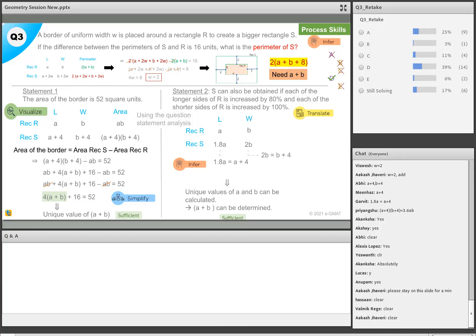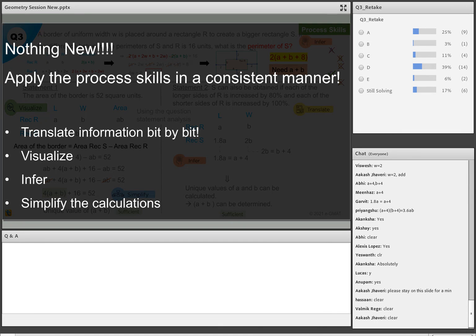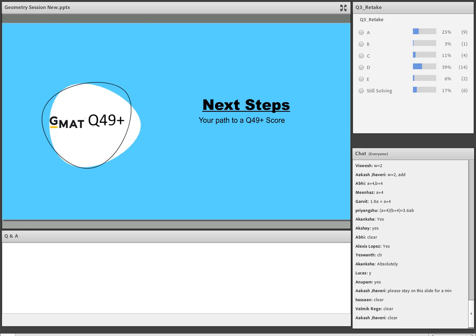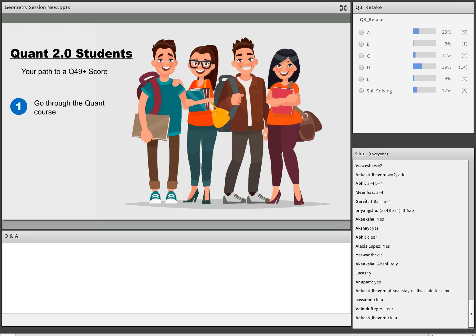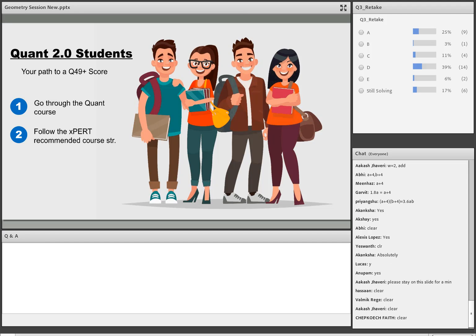Okay, perfect. So I hope that all these questions that we did in today's session are clear to all of you, right? Now, what shall be our next steps? If you are a student in the Quant 2.0 course, I'd recommend you going through the Quant course. You need to follow the expert course architecture. That would save you a lot of time, right? You have to make sure that you master process skills and GMAT skills files, because only they will help you solve questions more effectively.